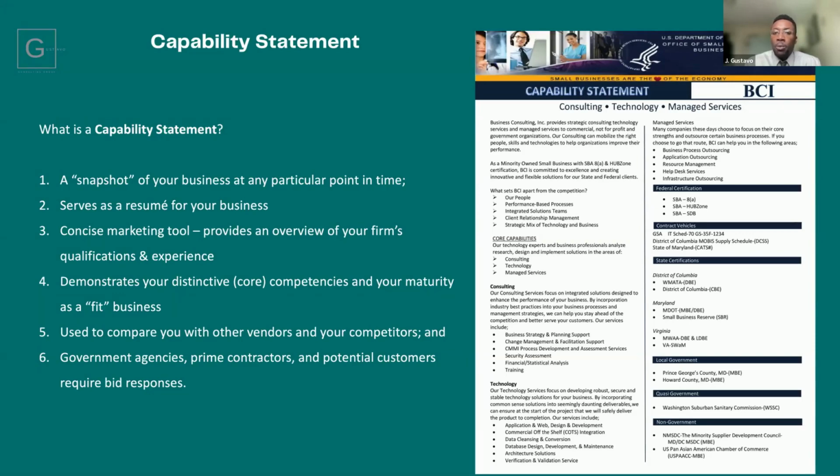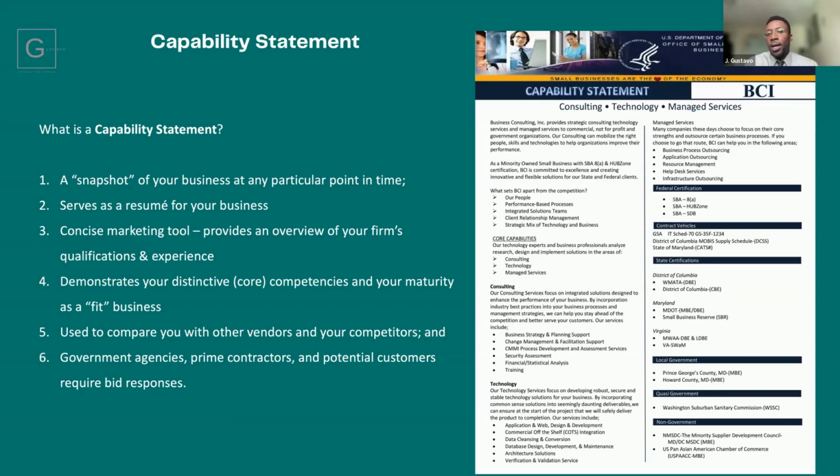Now, when I say the number of certifications, I'm not talking about minority certifications. We're talking about certifications. So let's say, what's a really good example? You work in tech, right? And you have all of the necessary certifications for that specific industry. That would be an example that you would put on your capability statement, highlighting that, okay, you know what?